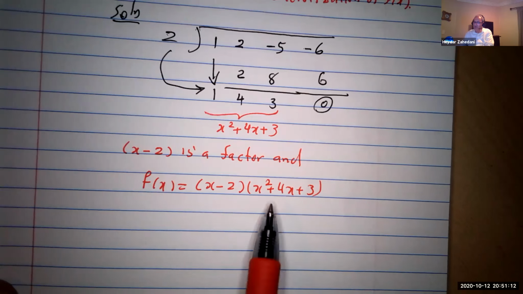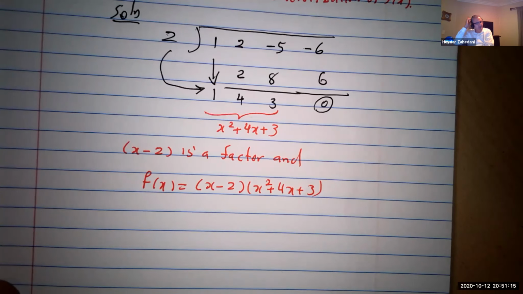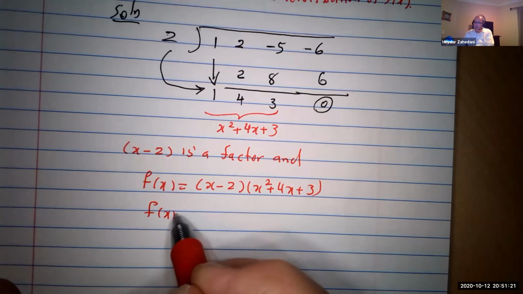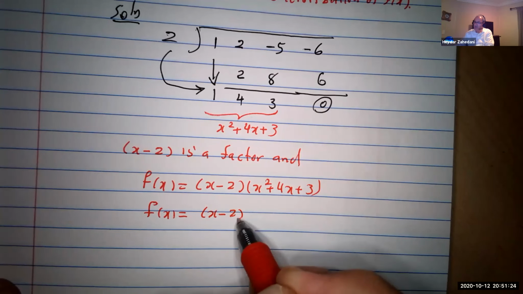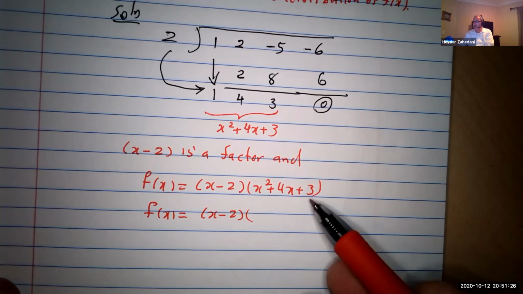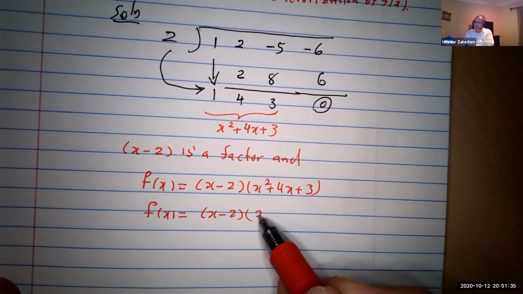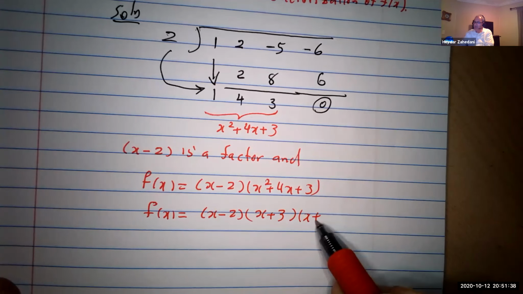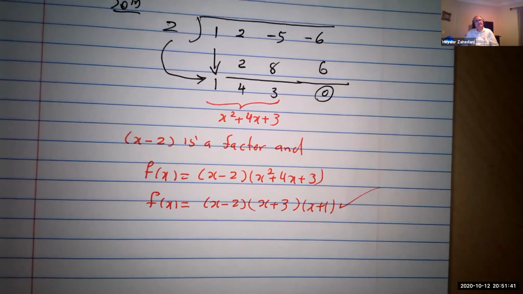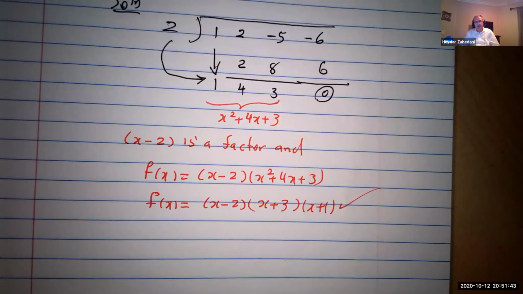But they ask for the factoring, so we have to continue. x squared plus 4x plus 3, you can factor it. So f of x is equal to x minus 2 times, you factor this one, it's easy. You need two numbers with a product of 3 and a sum of 4. So the factors are going to be x plus 3 times x plus 1. You see? We give you a complete factorization of the given polynomial.